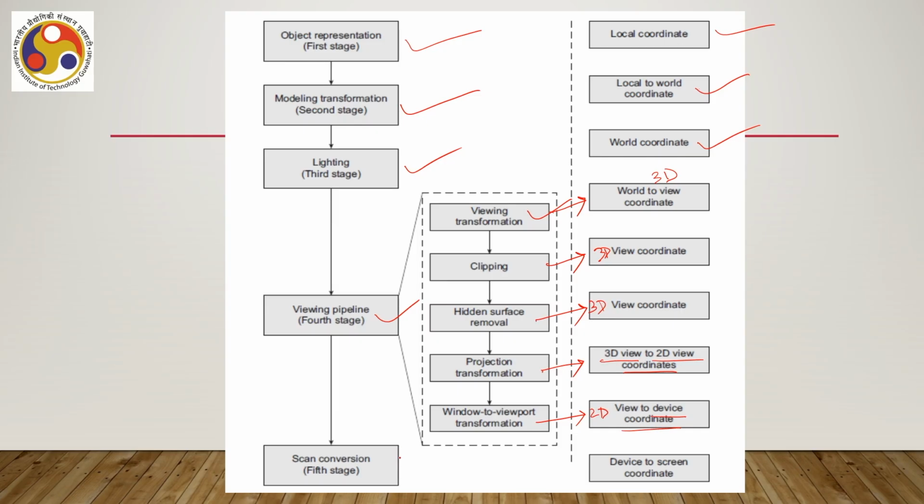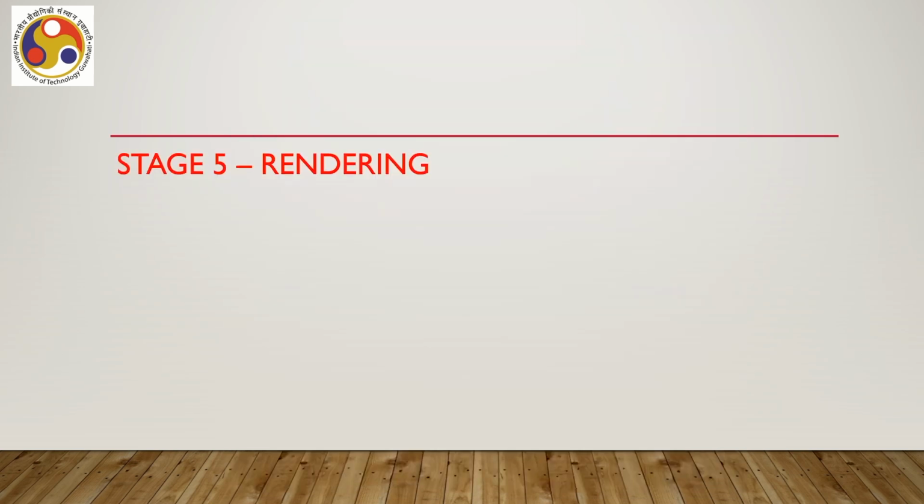Today in this part of the lecture, we are going to talk about the 5th stage, that is scan conversion, where we transform the device coordinate description to screen coordinate description, that is on the pixel grid. This stage, stage 5, is called the rendering stage, or it may also be called the scan conversion stage. All the terms are synonymous.